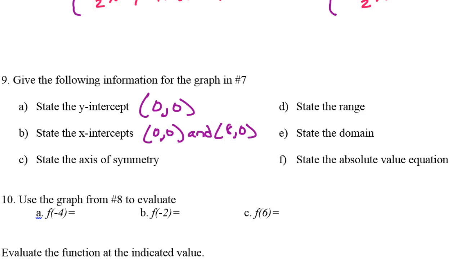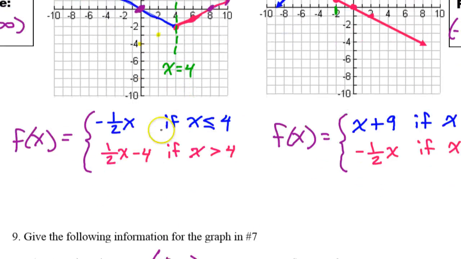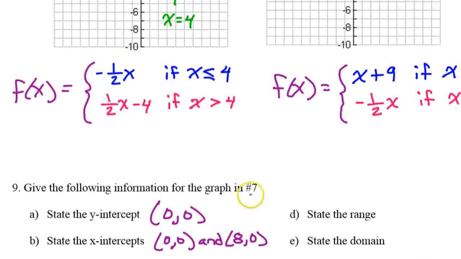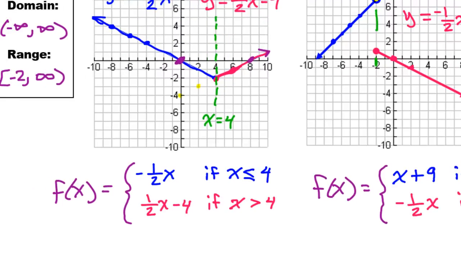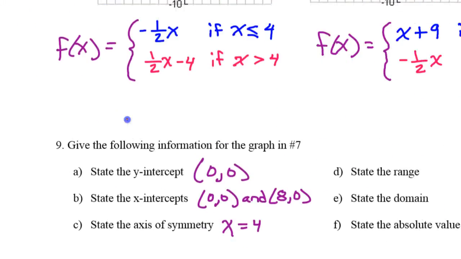That was not a very good 8. Let me try that again. Okay, state the axis of symmetry. That was x equals 4. I mentioned that. State the range and domain. All right, I totally already did that. So those were -infinity to infinity and -2 to infinity.